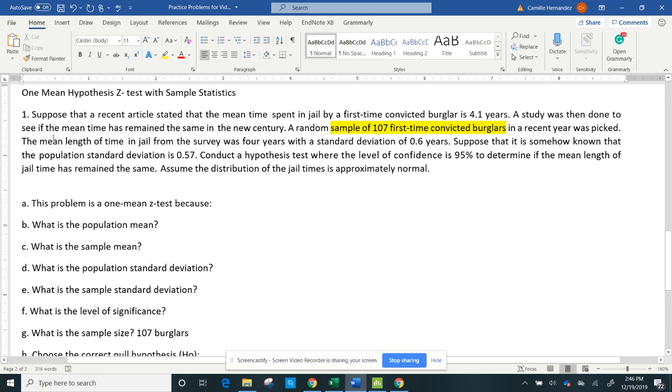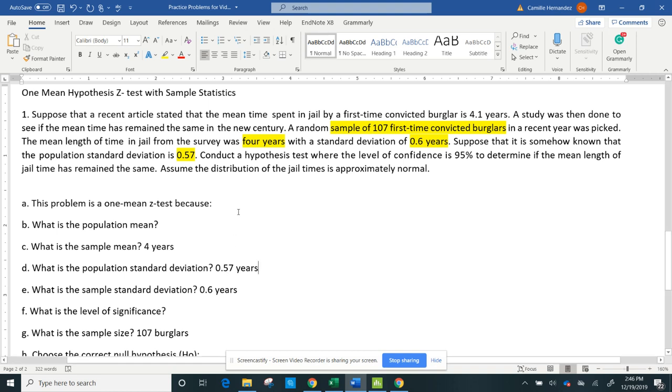So I had a sample and it said that the mean length of time from that survey was 4 years. Okay. So again, I'm going to highlight this so I know where everything's coming from. So that means my sample mean is 4 years. And then it says with a standard deviation of 0.6 years. All right, so then I have my sample standard deviation. Okay. So suppose it is somehow known that the population standard deviation is 0.57. All right, so then I have my population standard deviation. So I'm going to just mark that right there.